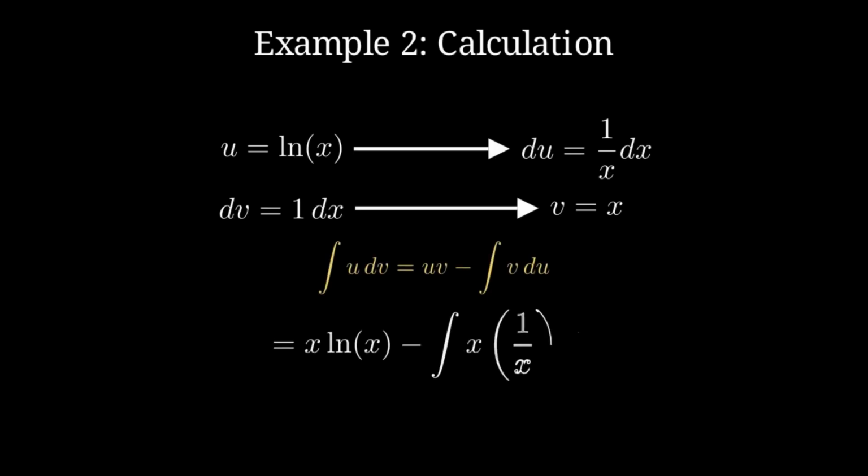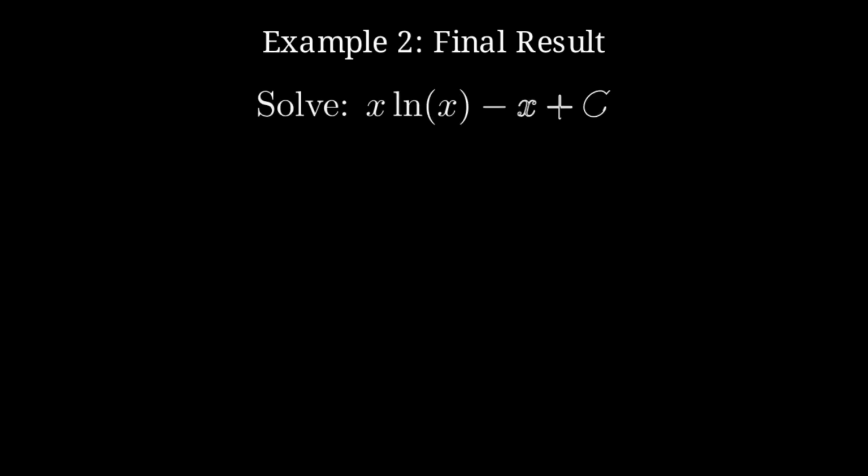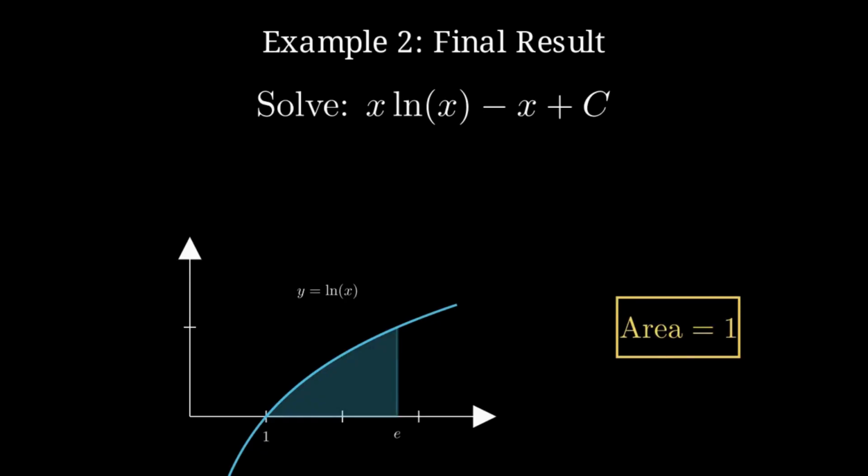When we multiply v and du inside the new integral, the x and 1 over x cancel out perfectly, leaving us with just the integral of 1. The final answer is x times the natural log of x minus x plus c. This trick of using the 1 as your dv is a vital tool for integrating inverse functions and logarithms.